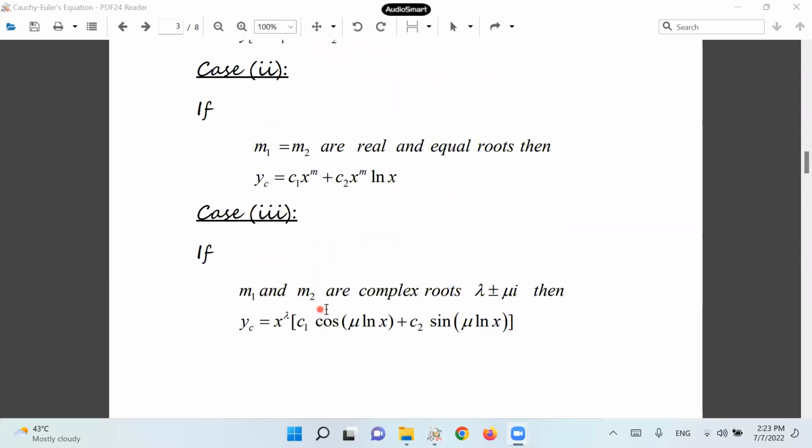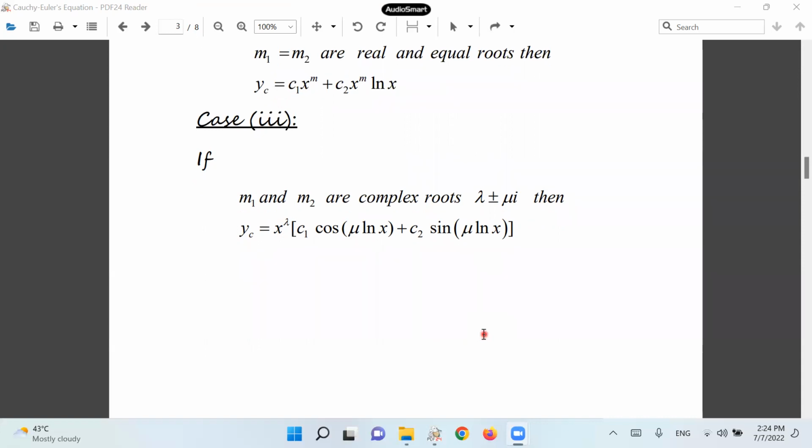The third case is when the roots are complex, in the form lambda plus or minus mu times iota. Then we write the solution as x power lambda times c1 cos mu ln of x plus c2 sine mu ln of x. So this will be the third case.